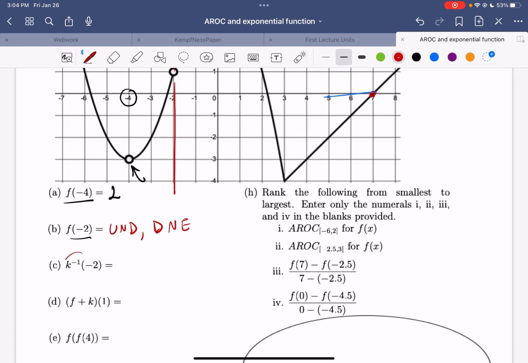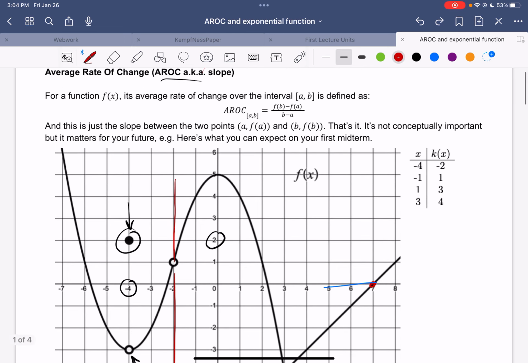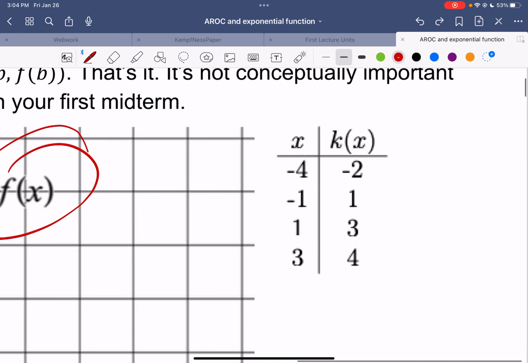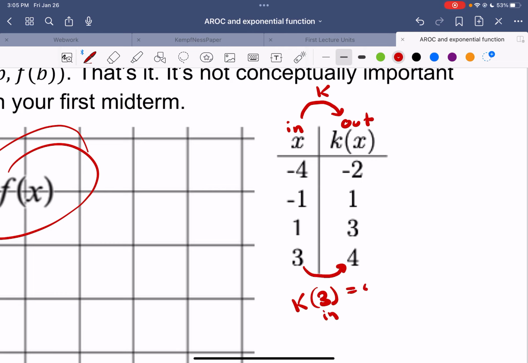Okay, so now we get to some newer, fancier notation. So this is k inverse of negative 2. So there's two functions here. One is f and one is k. All right, so let's look at k. Now, here's the deal. This column represents the input, and this column represents the output, and k brings you this way. So in other words, if the problem asked, what is k of 3? Well, I would say 3 is my input, and k will take 3 over to 4. So this will equal 4, okay?